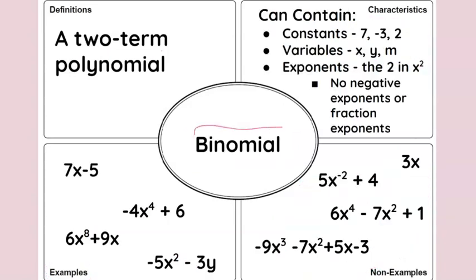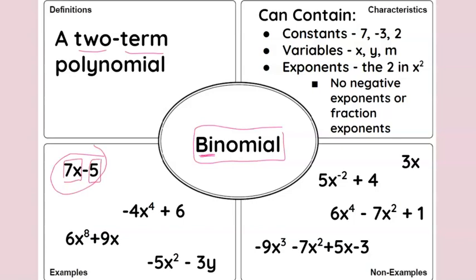Next, we have a binomial. You can think of bi as in bicycle. There's two wheels. Bi is commonly two. So a two-term polynomial. And this will just have two terms, so two things being added and subtracted. So 7x minus 5, you've got one term, two terms, one subtraction sign.